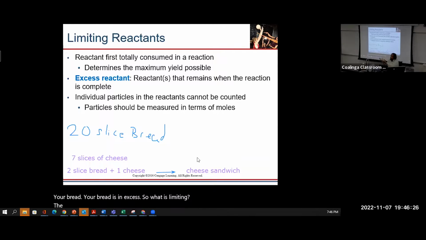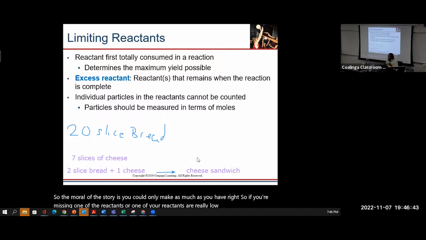Okay, now you've just been introduced to limiting. You know the cheese is limiting. So the moral of the story is you can only make as much as you have, right? So if you're missing one of the reactants, or one of your reactants is really low, you can only make as much as that lowest reactant that you have. Does that make sense? And it's going to be based upon mass, or it's going to be based upon quantity. It's going to be based upon quantity.